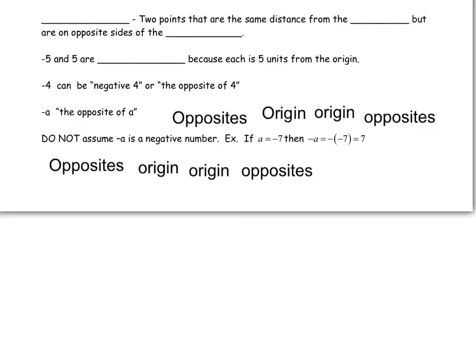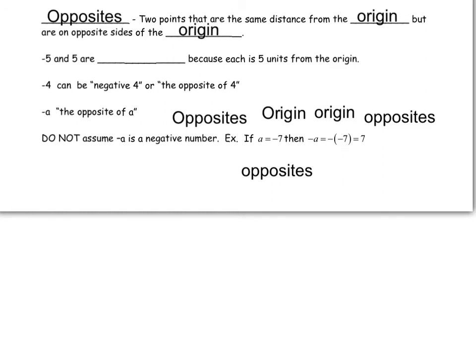Now let's talk about opposites. Opposites are two points that are the same distance from the origin, that's 0, but are on opposite sides of the origin, or opposite sides of 0 on a number line. So for example, -5 and 5 are opposites because they're each 5 units from the origin, or 5 units away from 0.